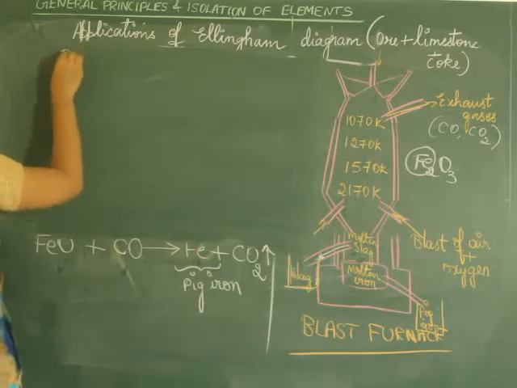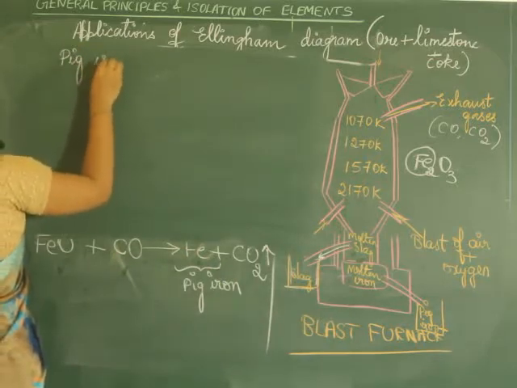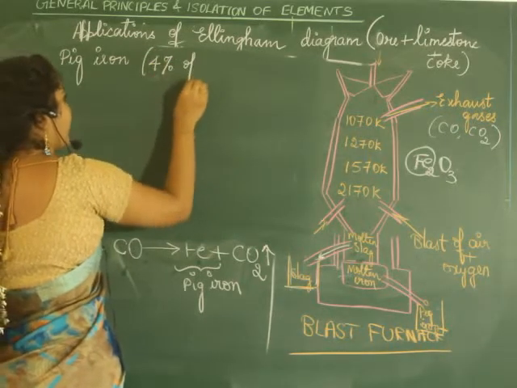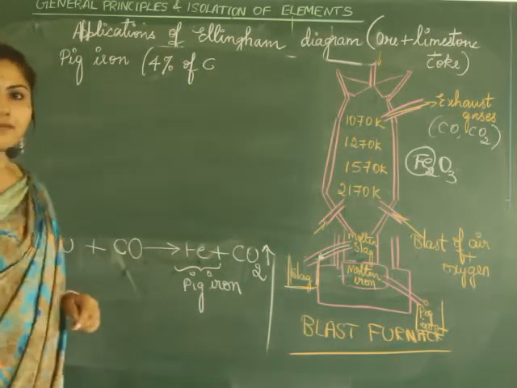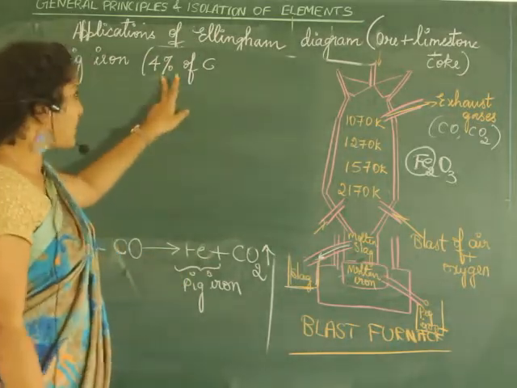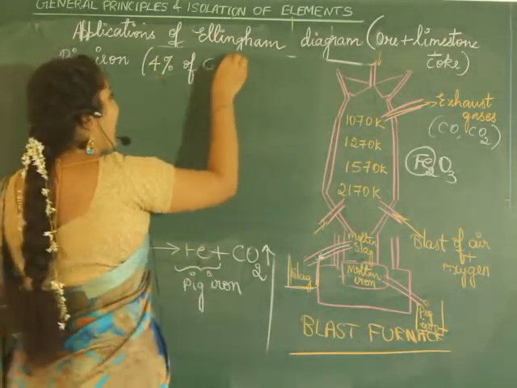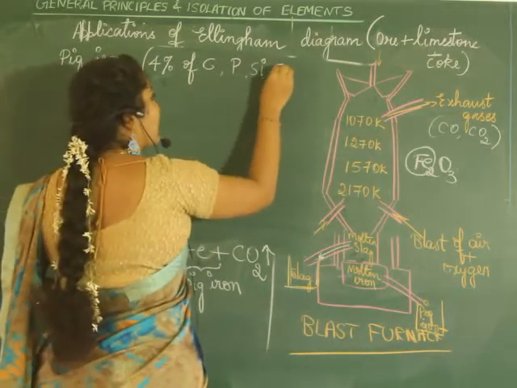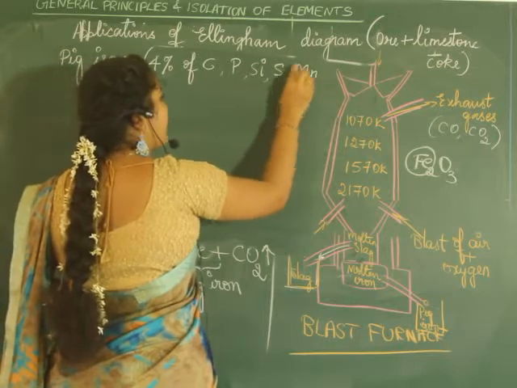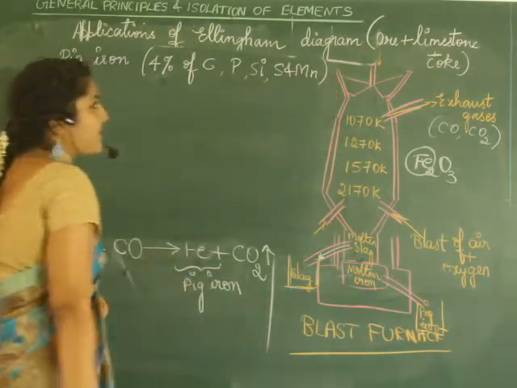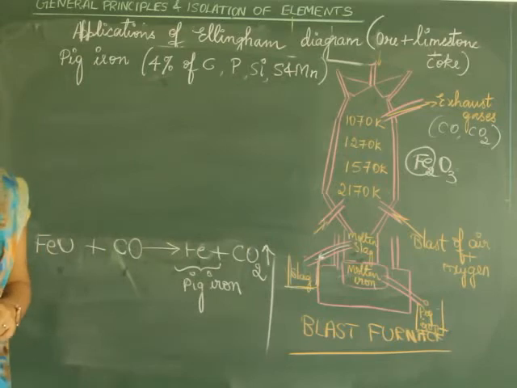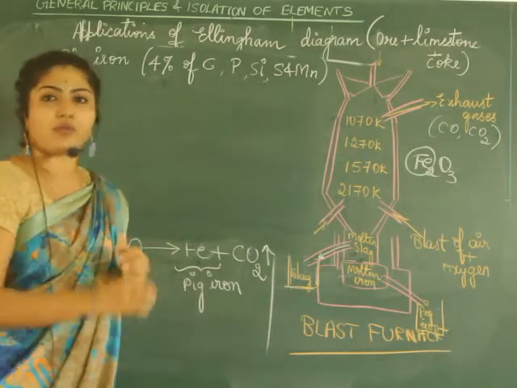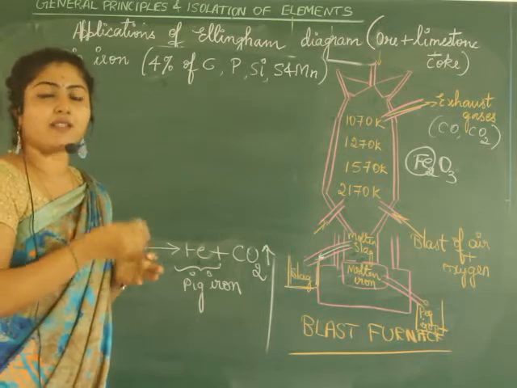Now that pig iron which we have got will contain 4% of carbon as impurity. Now what are the impurities present? It contains 4% of carbon as impurity. Along with that it contains some amount of phosphorus, silicon, sulfur and manganese also as impurity. So these will be the impurities in pig iron. So what will be done? There is 4% of carbon present. We don't want that. We want iron in its pure form.